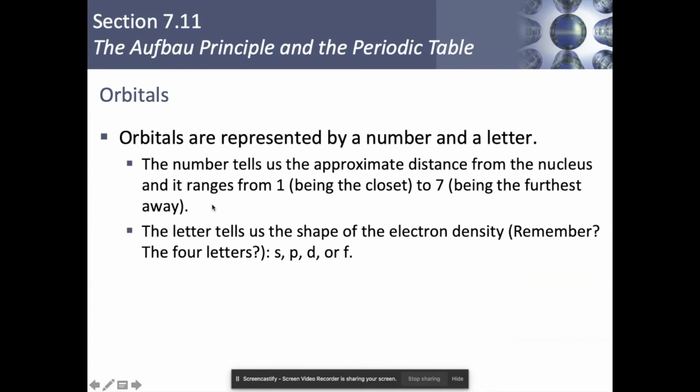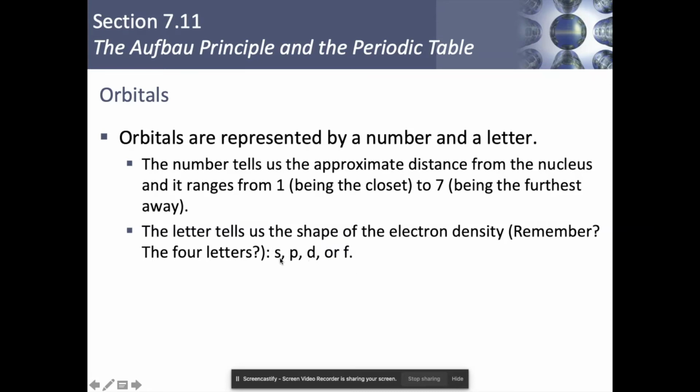Okay, now let's talk about orbitals themselves. Orbitals are represented by a number and a letter. The number tells you the approximate distance from the nucleus that electron is, and it ranges from 1 being the closest to the nucleus to 7 being the furthest away from the nucleus. The letter tells you the shape of that electron density map. And remember, I told you didn't have to worry about it at the time, but that was only a couple minutes ago. So what are our shapes? They are s, p, d, or f.